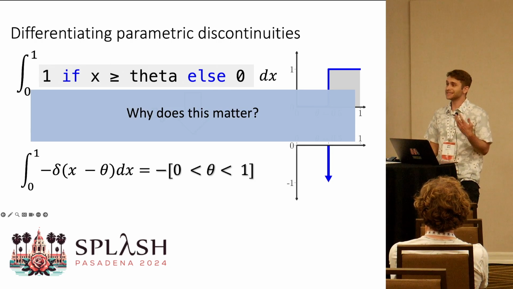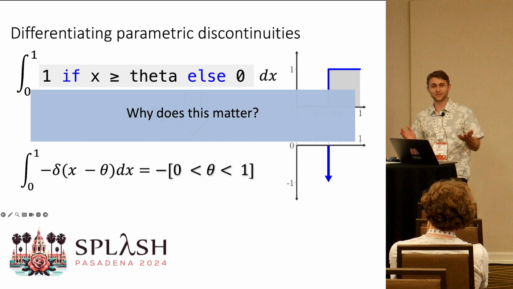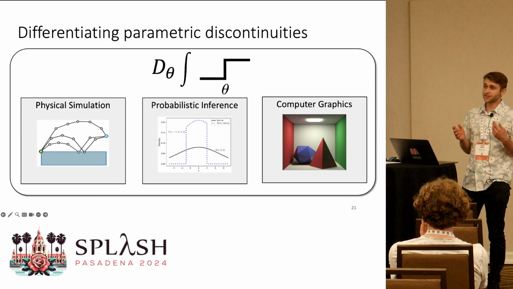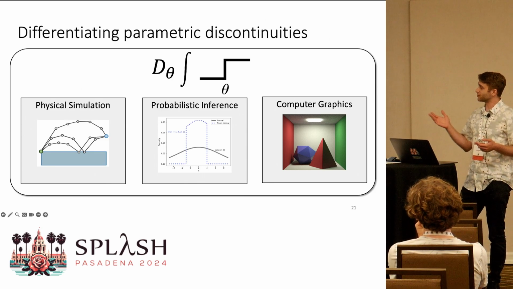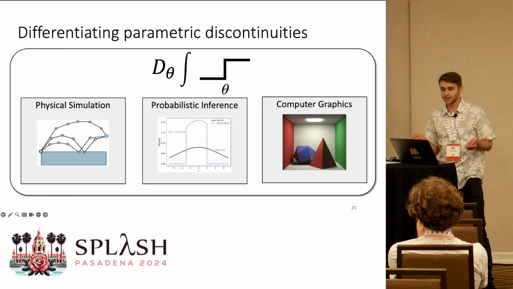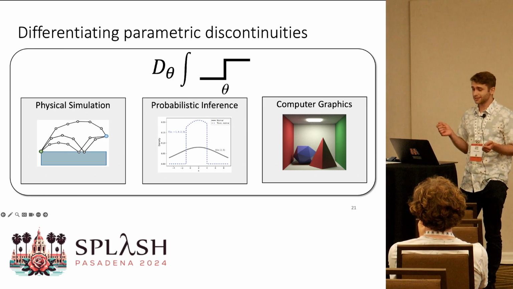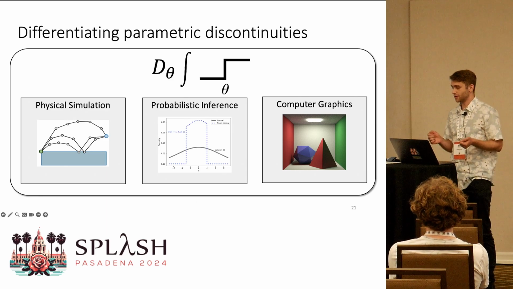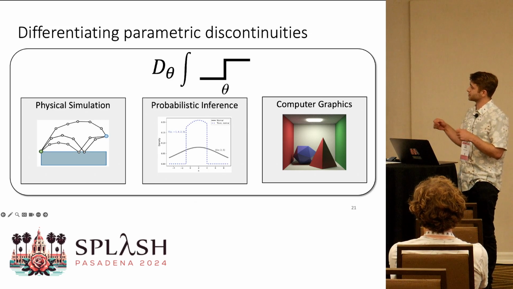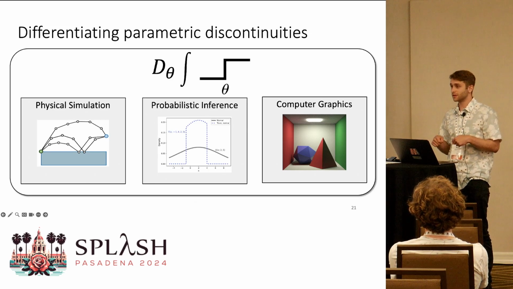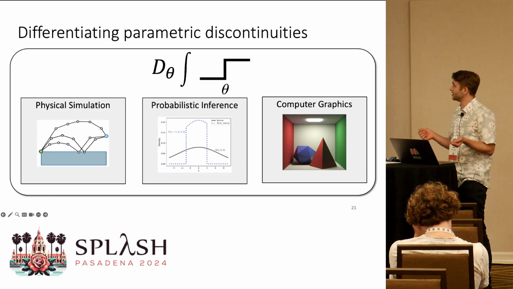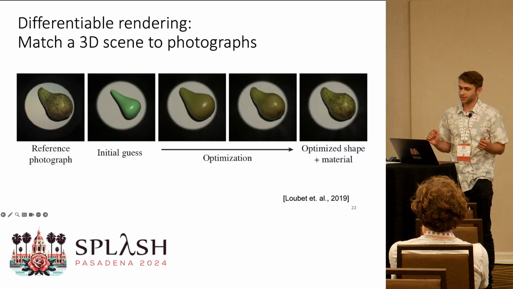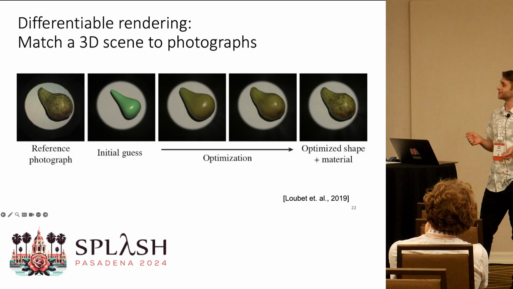So why does this matter? Why think about parametric discontinuities? Well, these problems arise in physical simulation, in probabilistic inference, and in computer graphics. So for instance, when a ball bounces, the contact causes a discontinuity. And at the truncation points in a truncated Gaussian in variational inference. And then in computer graphics due to occlusion. And we'll look at computer graphics in a little more detail now.